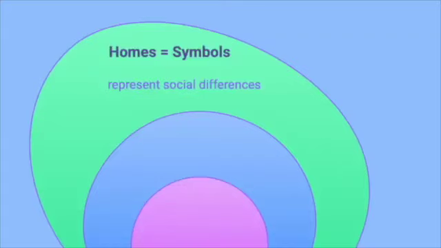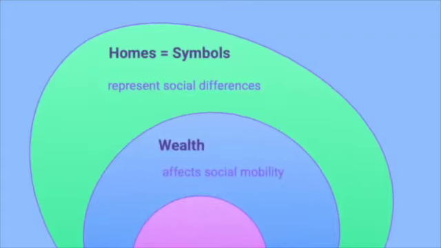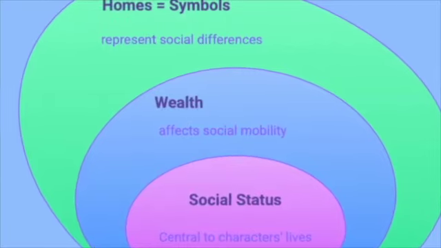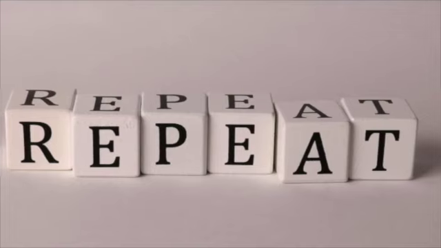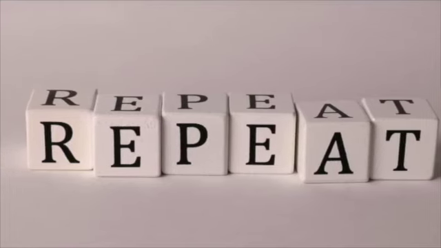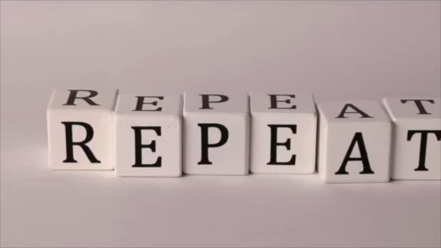By using these symbols, Jane Austen shows us the different levels of society and how people's lives were affected by their social status and wealth. To wrap up this literary element, let's review the key points. Listen and then try repeating.